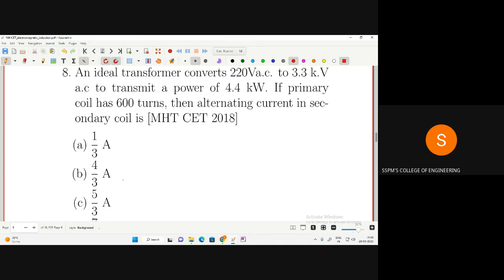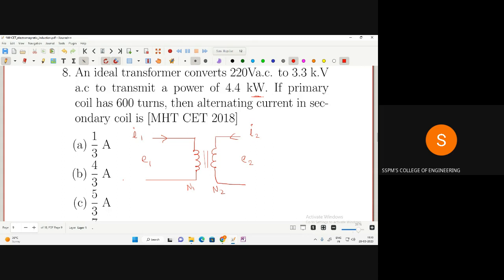It's a very easy example. First draw the transformer. In the transformer there are 2 coils, primary and secondary coils. Let's consider the primary current is I1, secondary current is I2. The primary voltage is E1, secondary voltage is E2. The number of turns in the primary, let's consider N1, and number of turns in the secondary N2. And the power is given.